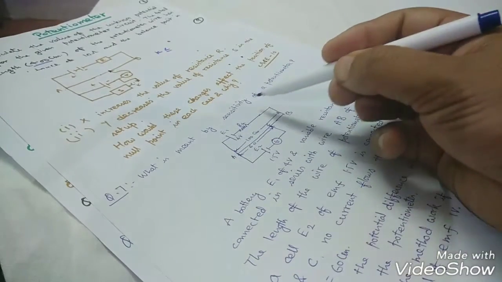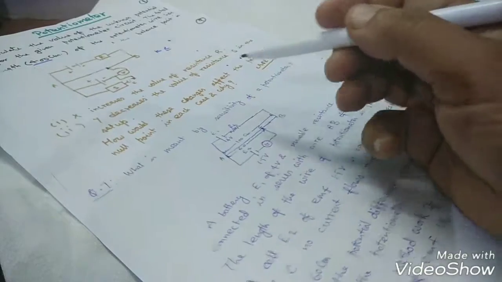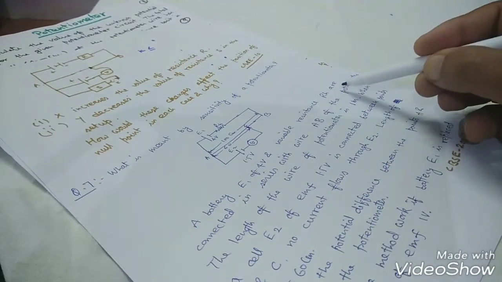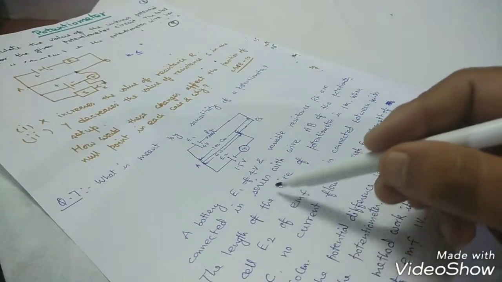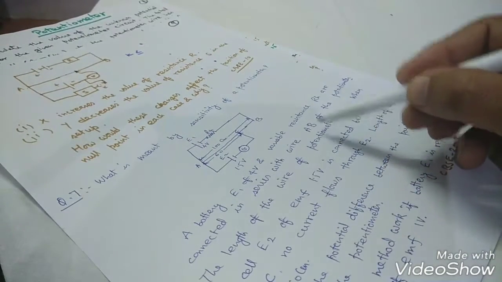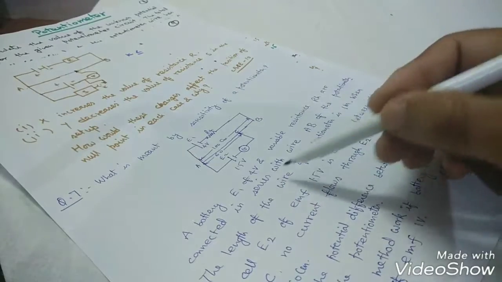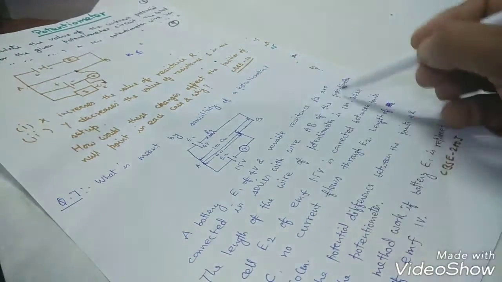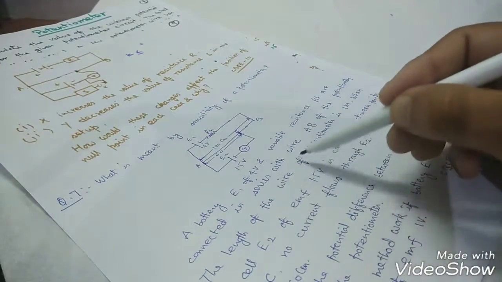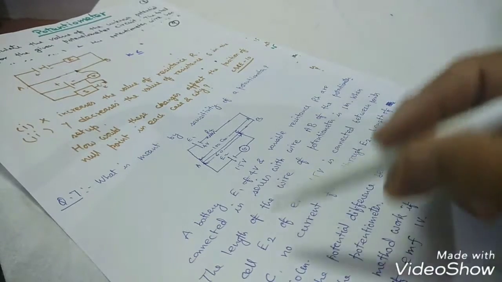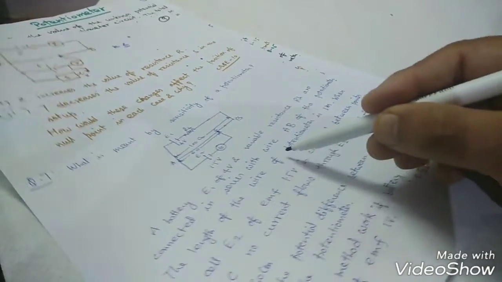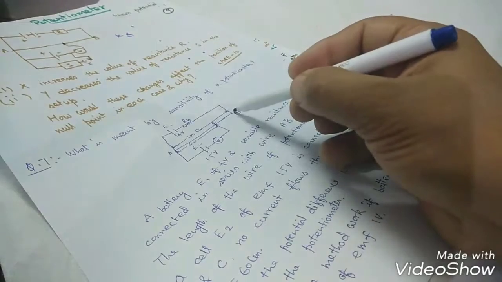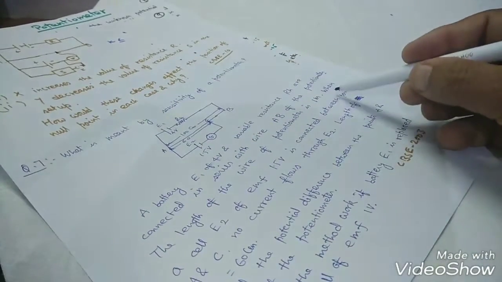What is meant by sensitivity of a galvanometer? A battery of 4 volt and a variable resistance RH are connected in series with wire AB. AB is the wire, E1 is the battery of 4 volt, and the rheostat is shown connected in series with wire AB of the potentiometer. The length of the wire of the potentiometer is 1 meter.